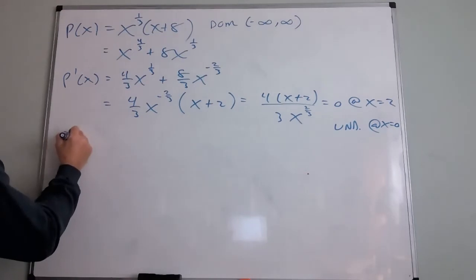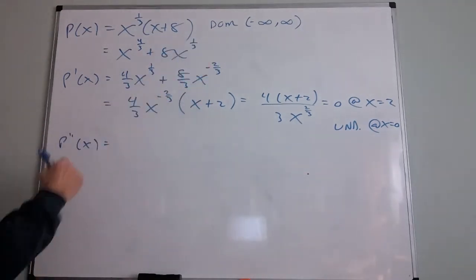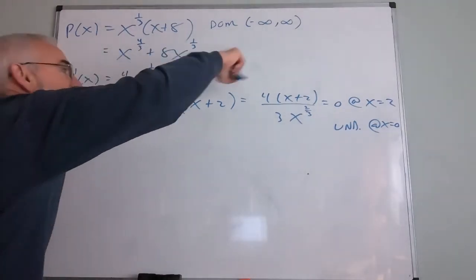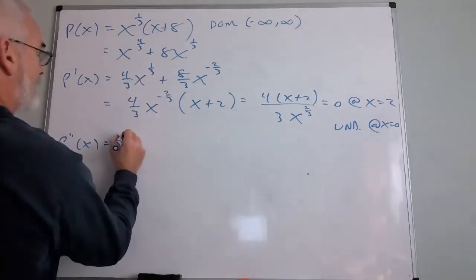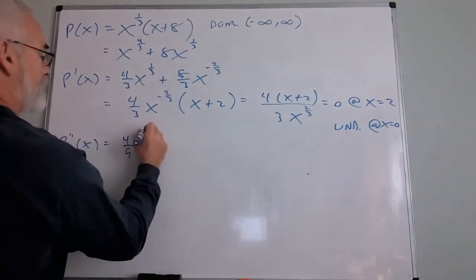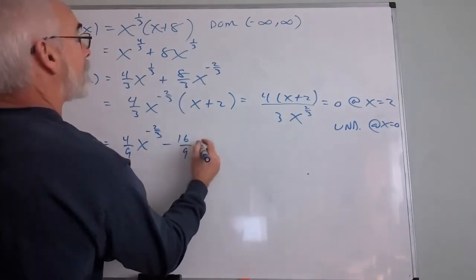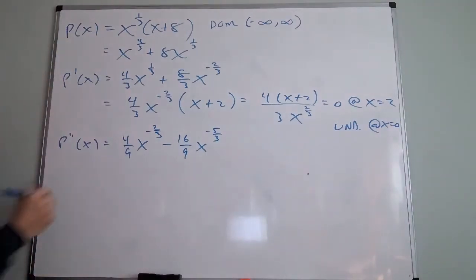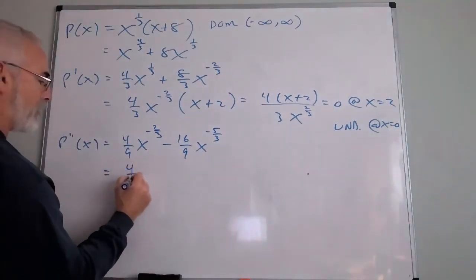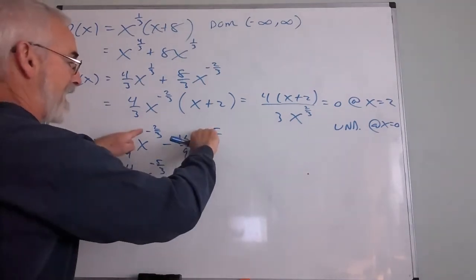Now, what about p double prime? Because most everybody was fine at that point. I want to differentiate it in this form, not the factored form. And then I'll get 4/9 x to the -2/3 minus 16/9 x to the -5/3. So right now I can factor out a 4/9 x to the -5/3. And again, these differ by exactly 1.